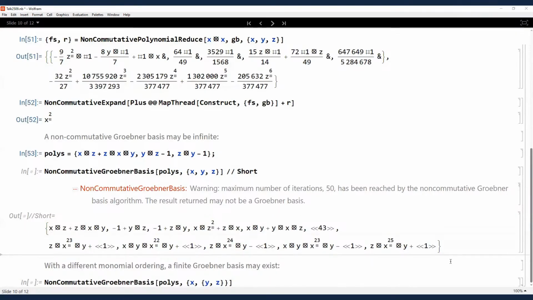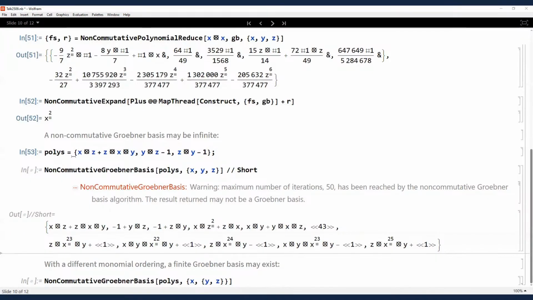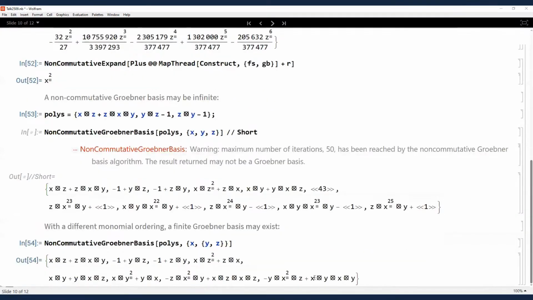However, with the same generators but a different monomial ordering, a finite Gröbner basis may exist. In this case, we get a quite simple Gröbner basis if we treat y and z as a pair here. So it's a different graded monomial order.